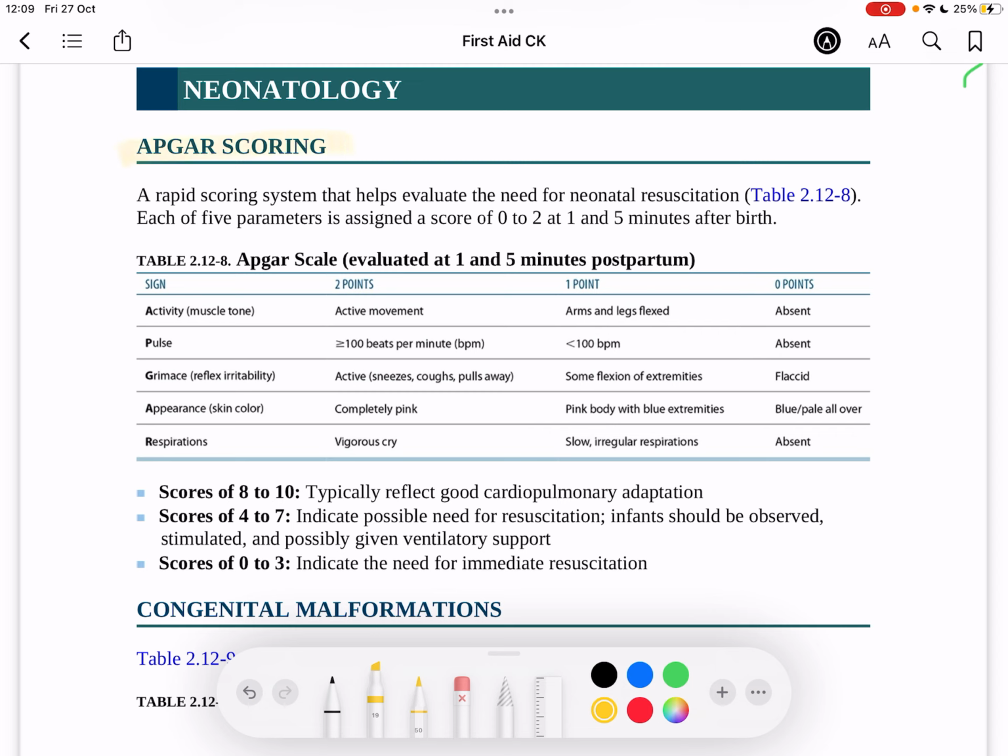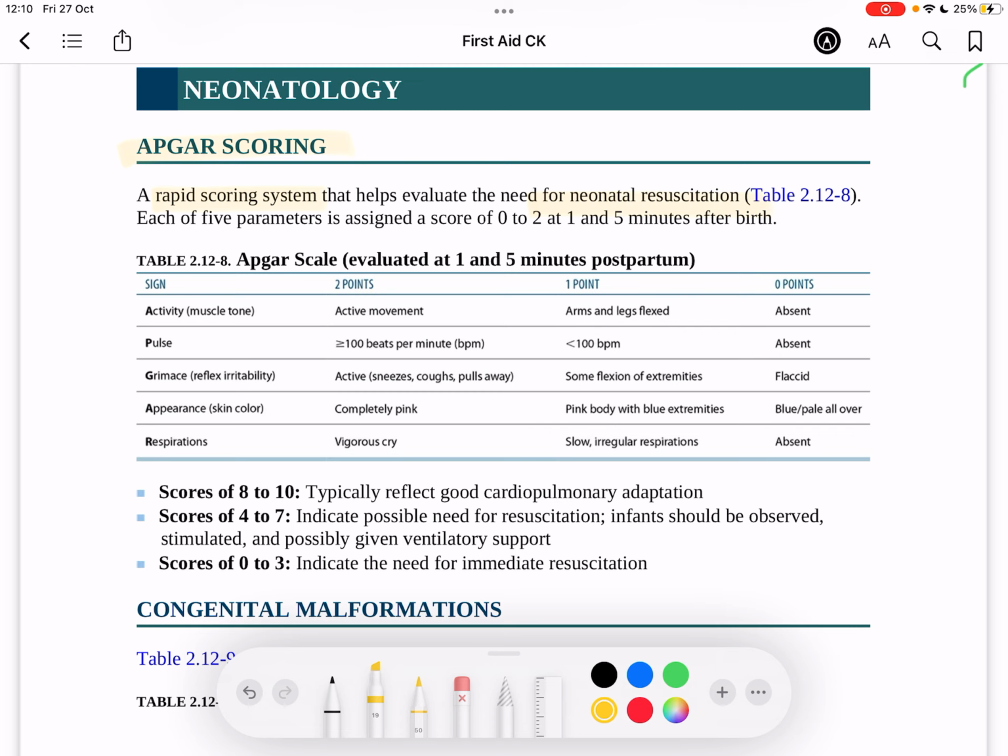So APGAR scoring, even though they're unlikely to ask you to come up with the APGAR score in the USMLE, they will give you the APGAR scores usually in the question stem. But this is really helpful for your pediatric neonatology rotations especially. So the APGAR score is a rapid scoring system that helps evaluate the need for neonatal resuscitation. That's mainly what this is doing.